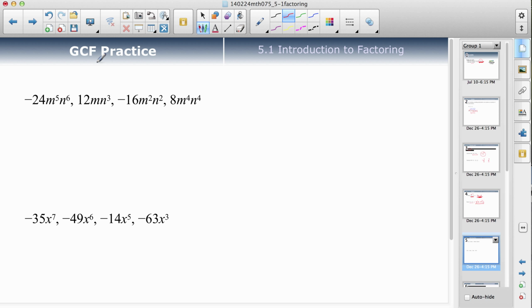Okay, let's do a bit more greatest common factor practice, because that's going to help us as we are looking to factor different polynomials. So if I look at these, the largest number that will divide evenly into all those, probably 4. Letters, I get m^5, m^1, m^2, m^4, so m would be the most that I could take out of each one of those. 6 n's, 3 n's, 2 n's, 4 n's. 2 n's would be the largest that I could take out of all of them. So this would be my greatest common factor.